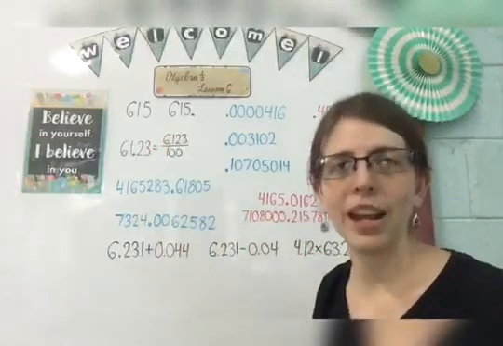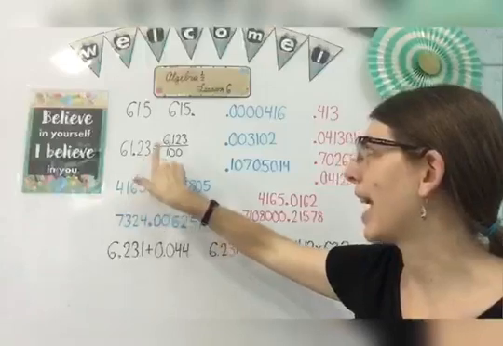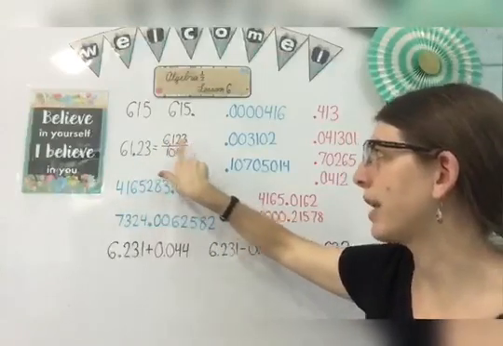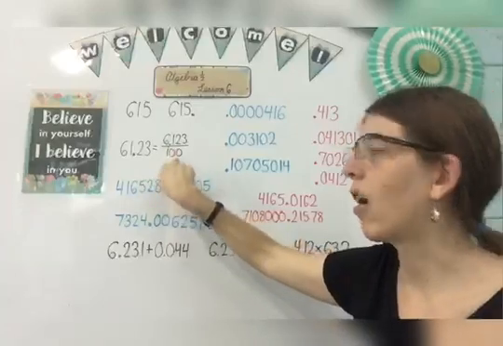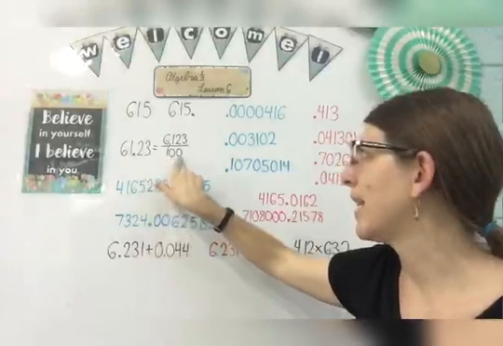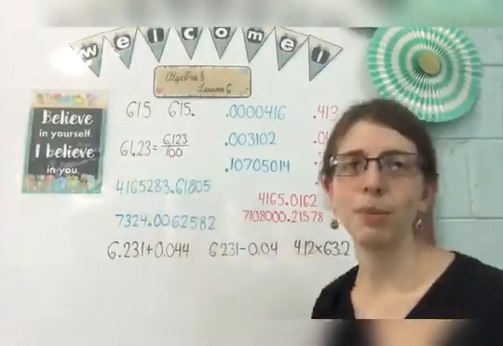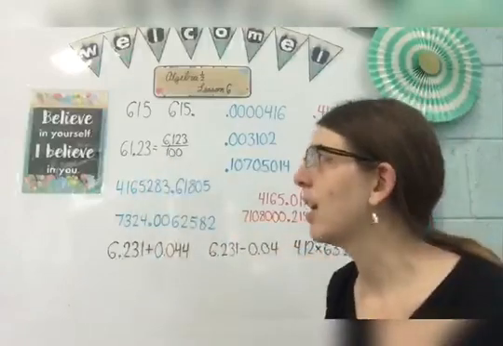Decimals could also be written as fractions. 61.23 could be written as 6,123 over 100. You just move your decimal point over to the side, and on the bottom of your fraction, you place your power of 10 with as many zeros as you had decimal places. So I had 2 decimal places, I have 2 zeros.